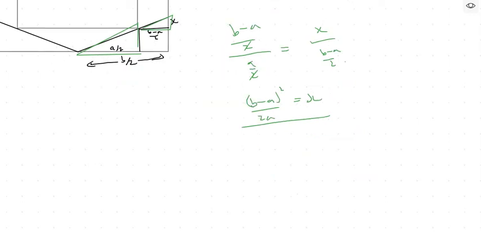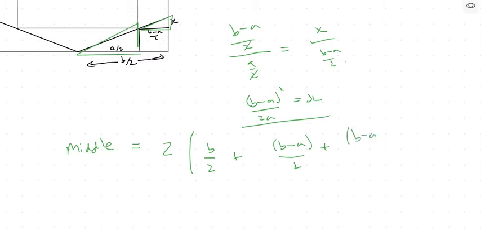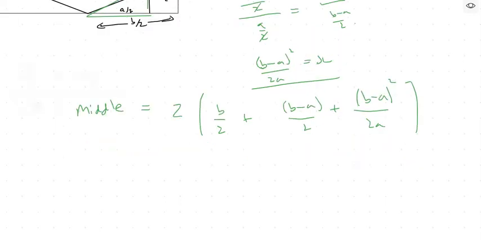So the total that this guard can see from the middle is equal to 2 lots of B over 2 plus B minus A all over 2 plus (B minus A) all squared over 2A. Cancel those 2's on the bottom: 2B minus A plus (B minus A) squared over A. That's what the guard can see from the middle.